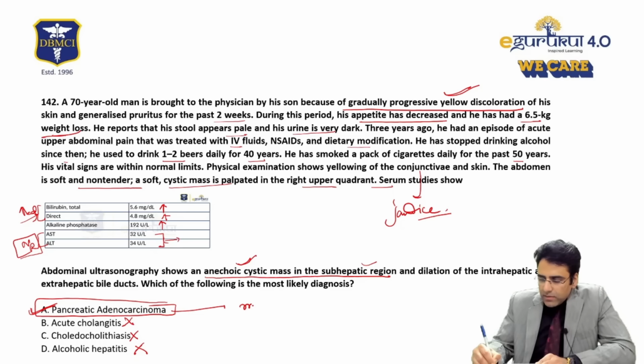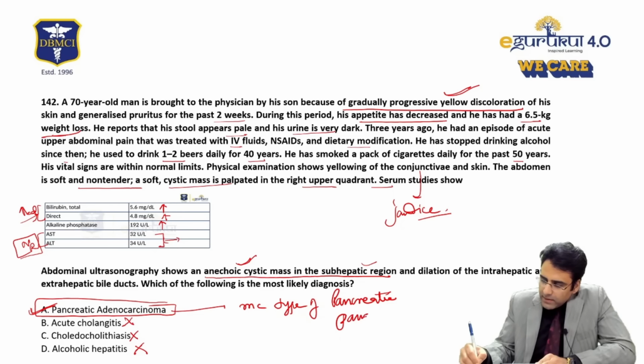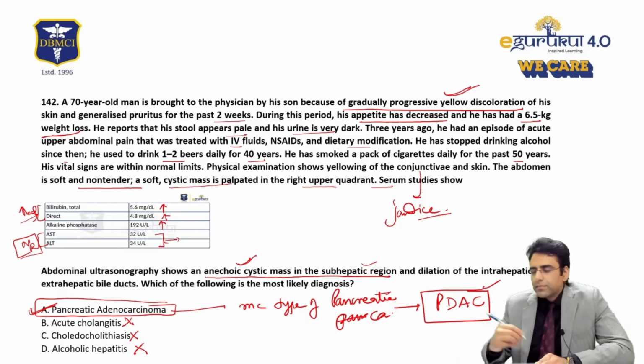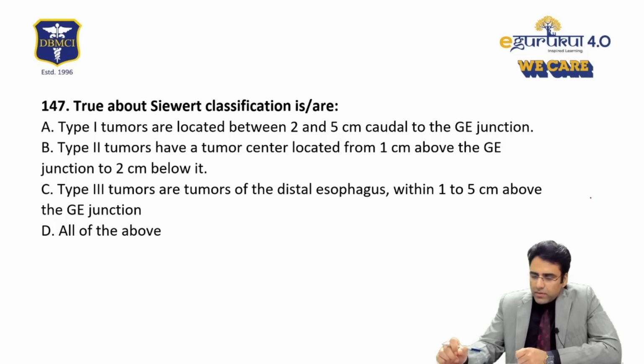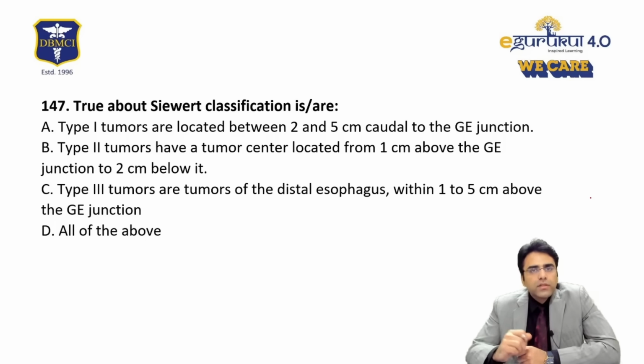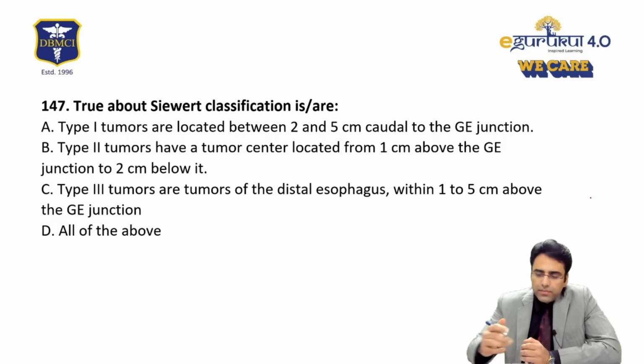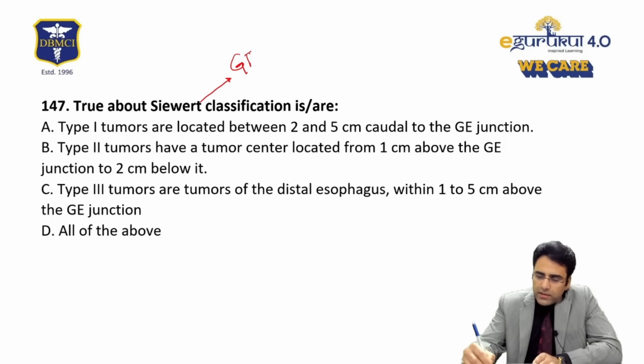And please remember, it is the most common type of pancreatic cancer. So which is the most common type of pancreatic cancer? It is pancreatic ductal adenocarcinoma. Clear? After that, next we have: true about Sievert classification are. Now, what is Sievert classification? This classification is used in gastroesophageal tumors. So GE junction tumors, gastroesophageal junction tumors.